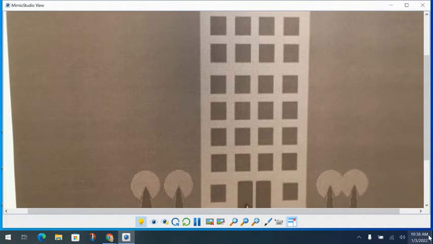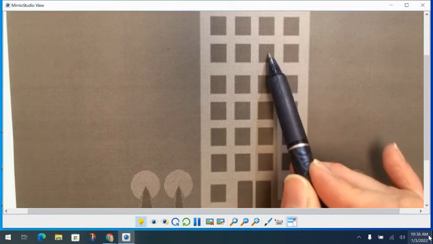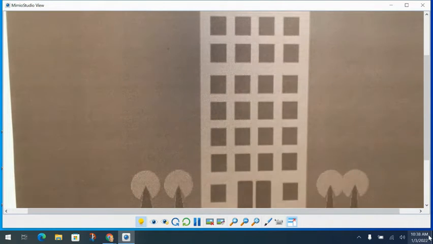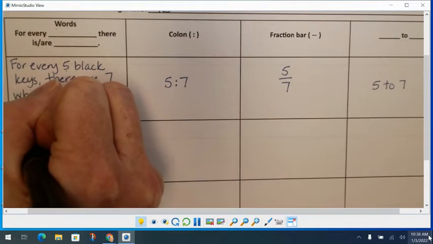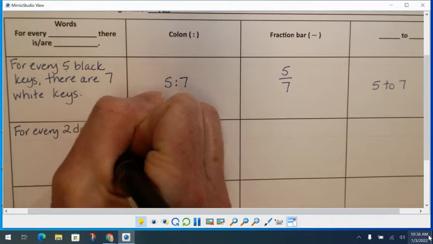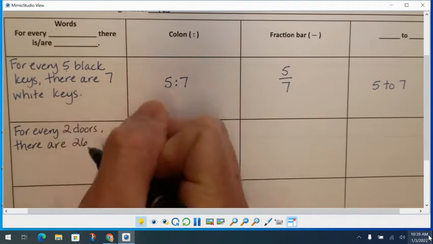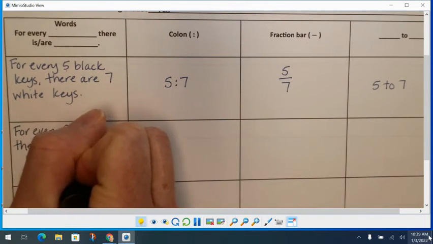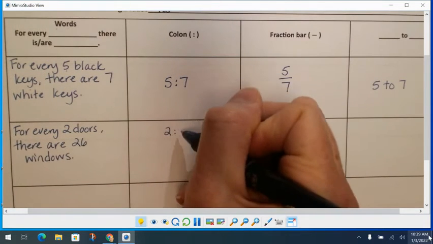In this case, we're going to do the number of doors, which are 2, to the number of windows, which there are 1, 2, 3, 4, 5, 6, 7, 8, 9, 10, 11, 12, 13, 14, 15, 16, 17, 18, 19, 20, 21, 22, 23, 24, 25, 26 windows. So here in words, for every 2 doors, there are 26 windows. Because I did doors first, that number has to go first.